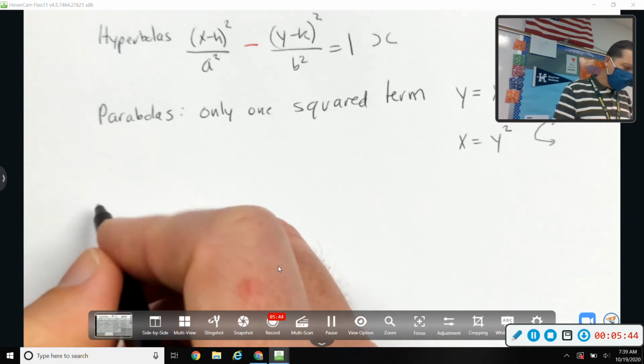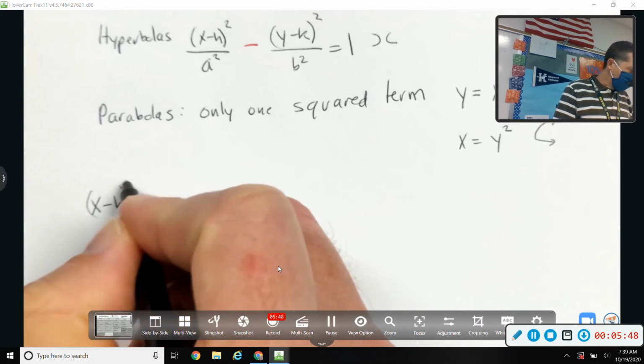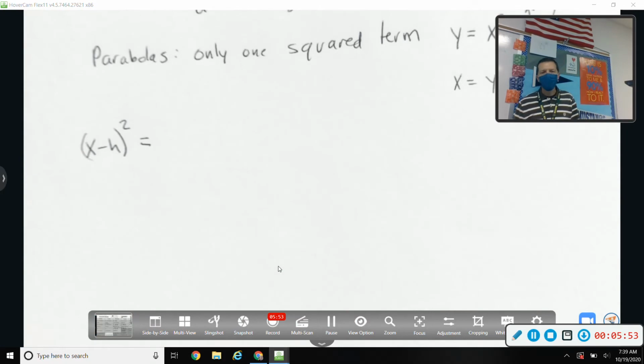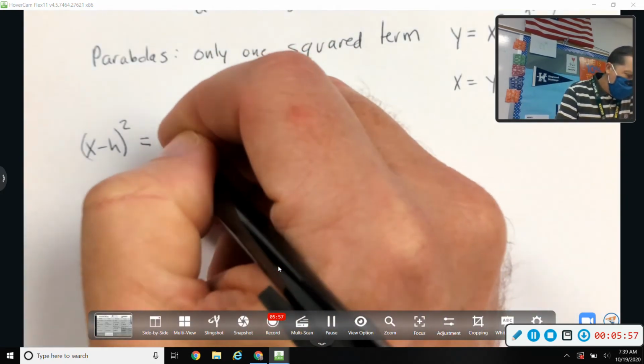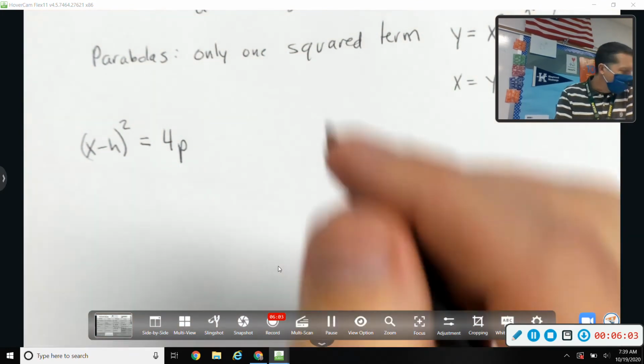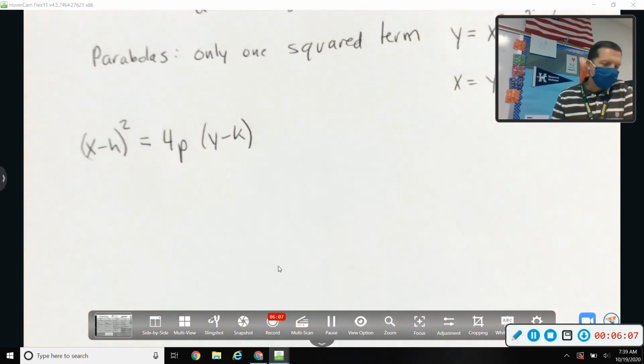So let's start with the one you know, the x squared term. So (x - h)². These are going to be written differently than you're used to. Equals 4p. So this is new stuff. We've not dealt with p before. Times (y - k).